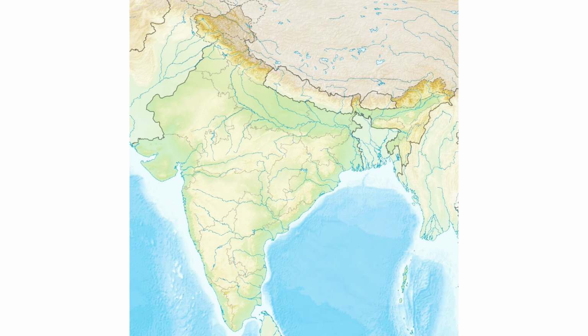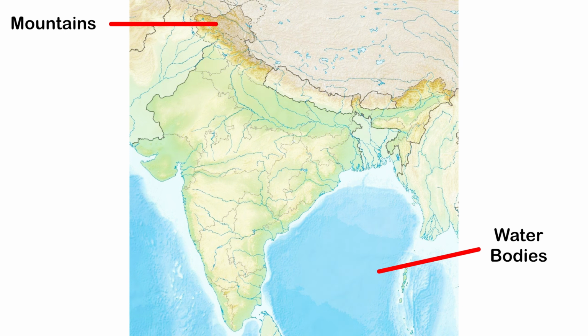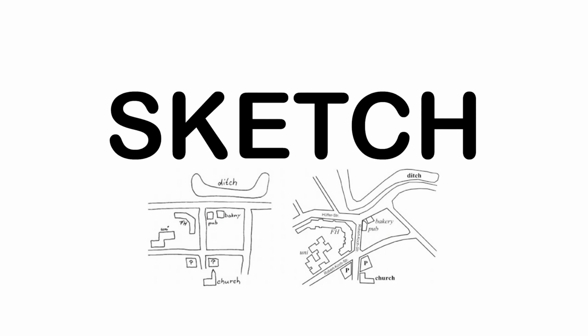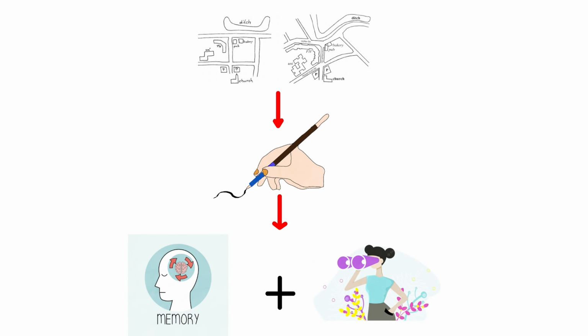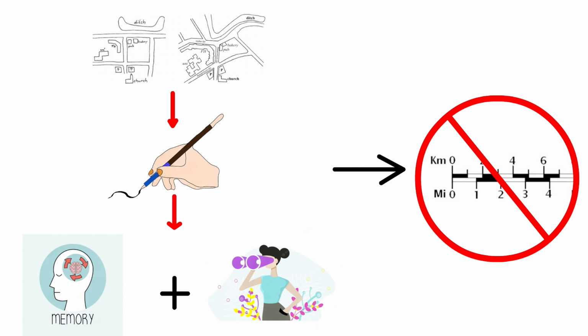Various colors are used for the same purpose. For example, generally blue is used for showing water bodies, brown for mountains, yellow for plateau, and green is used for plains. Sketch. A sketch is a drawing mainly based on memory and spot observation and not to scale.